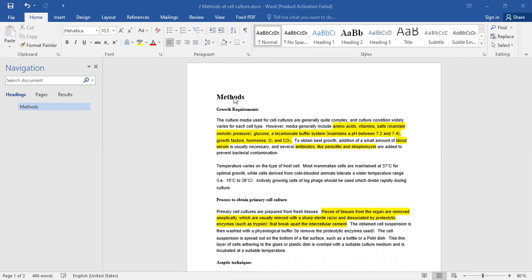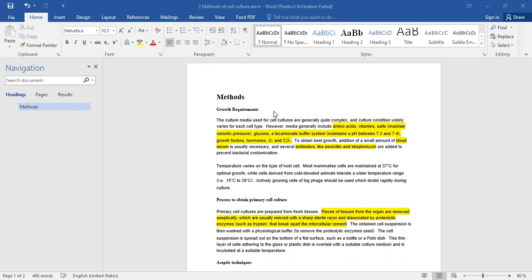When we are not able to fulfill these requirements, we are not able to grow animal cells, because animal cells are more complex for growth. They need to be cultured in a more appropriate way, and the necessary requirements must be given. So what are those requirements? The first one is the media.